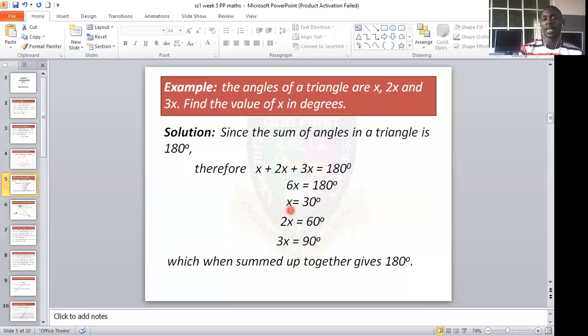When x is 30 degrees, 2x will be 2 times 30, which is 60 degrees. 3x equals 3 times 30 degrees, which gives 90. To affirm our theorem, that the sum of angles in a triangle equals 180, we say 30 plus 60 plus 90 will give you 180 degrees. That is x plus 2x plus 3x equals 180 degrees. So that is about the sum of angles in a triangle. So let's move to the next thing.